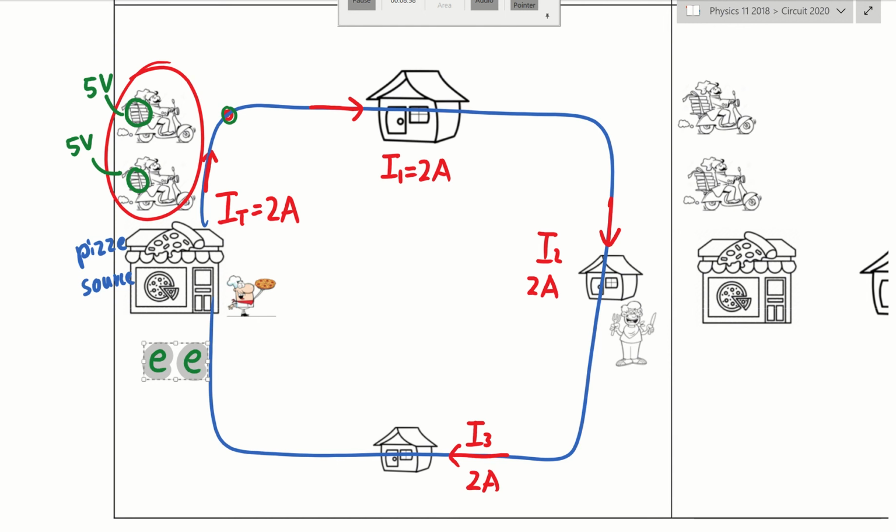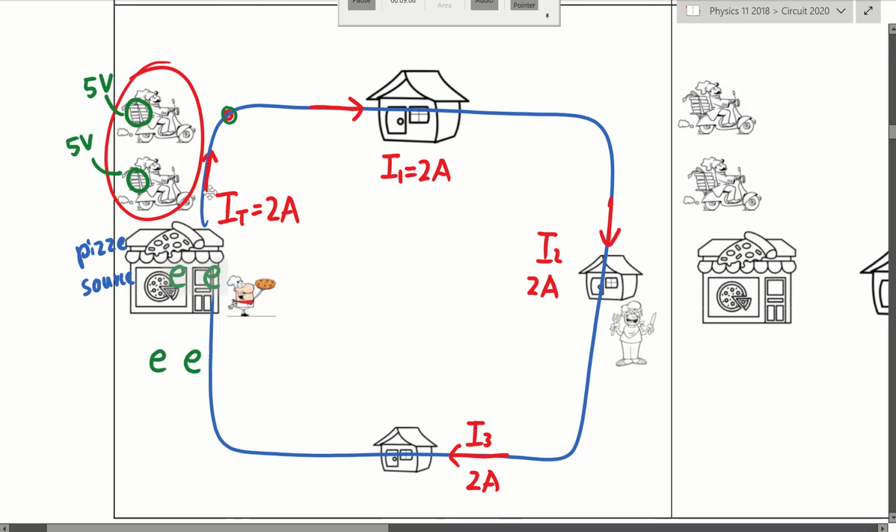So the current should be exactly the same in a series circuit because there's only one pathway. The electron doesn't disappear. It must go through the row. You know, there's a common phrase that I always like to use.